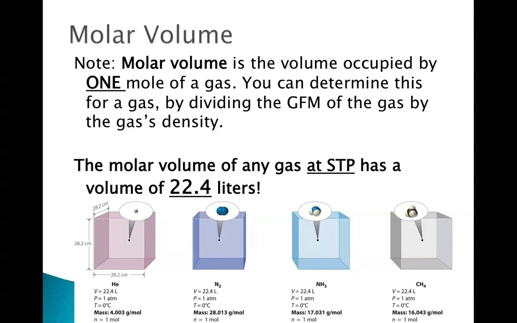Molar volume is the volume occupied by exactly 1 mole of a gas. You can determine this for a gas by dividing the GFM of the gas by its gas density. Now the molar volume of any gas at STP, so at 1 atm and 273 Kelvin, has a volume of 22.4 liters. So that's where that number comes from.